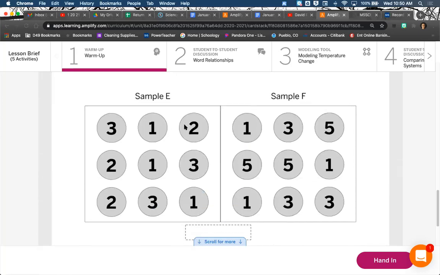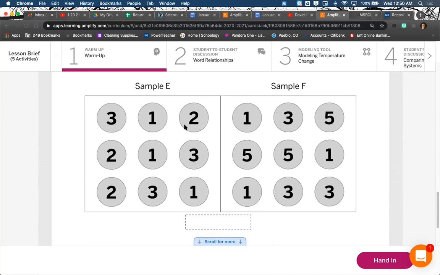And then finally, what the heck? Look at this. They're definitely not the same, but look in each one of the samples. Each of the samples have differences. So what do we do now? Well, remember that temperature is a measure of the average. So what's the average inside sample E? Well, this sample E looks to be all ones, twos, and threes.